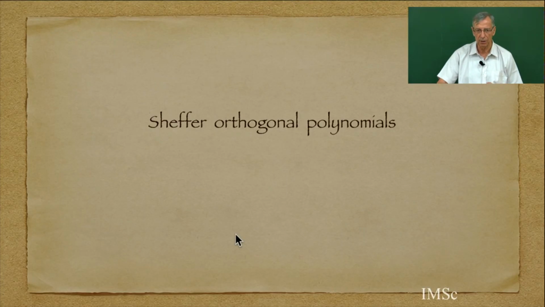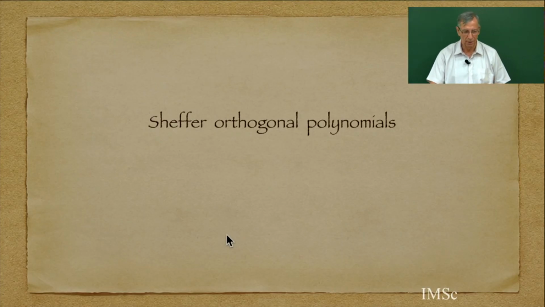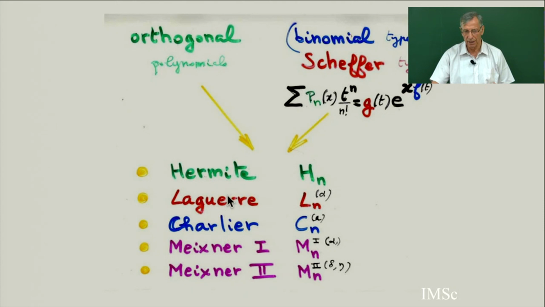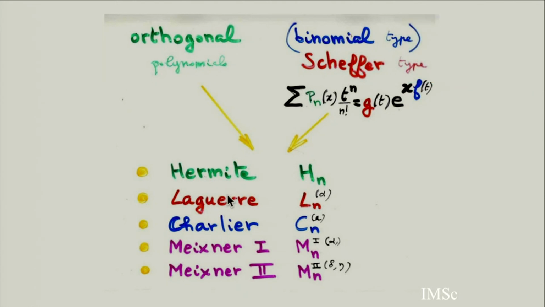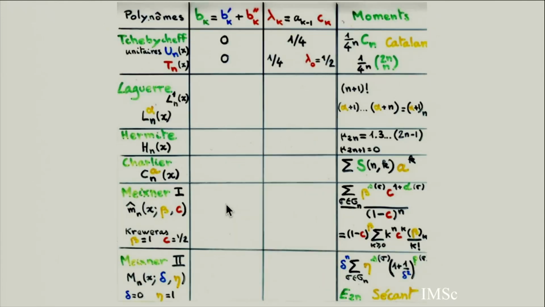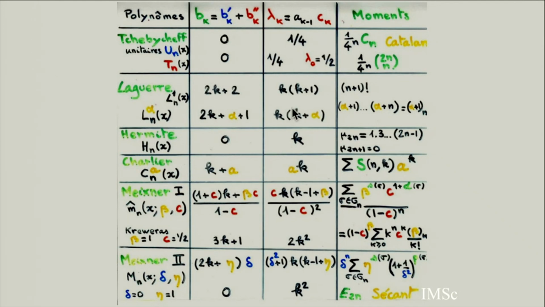And I will finish with the Sheffer orthogonal polynomials. So I claim that these 5 classes of polynomials, the moments, all of them can be deduced from the Laguerre history. So we have seen Charlier polynomials with parameter a. We have seen Hermite polynomials. But all of them, even Chebyshev, where the weight is 0 or 1 or 2, it's Chebyshev polynomial. So the Laguerre, etc. So maybe this is complicated. So these are the moments of all these 5 classes of polynomials with some parameters.